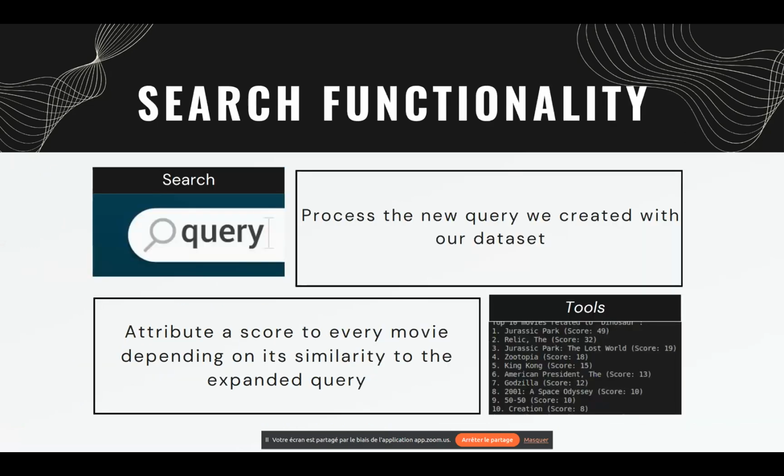So then when we upgraded the query, we can process it with the dataset. What we are doing is we are looking for occurrences of every thematic that our query has, and we are increasing a score depending on the occurrences in the script.